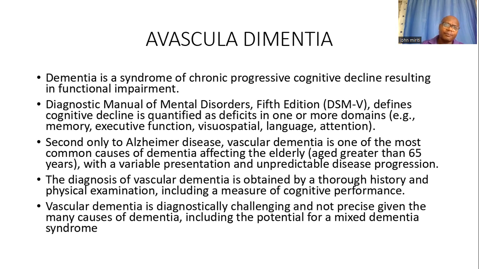The experience and knowledge of the clinician who is seeing this patient is what is going to determine whether this person has a high index of dementia. Vascular dementia is diagnostically challenging, and there is the potential for a mixed dementia syndrome, because dementia can occur because of old age, because of brain atrophy, or because of injuries. All these things can cause dementia. So how are you going to tell that this vascular dementia is associated with diabetes? How is this vascular dementia associated with hypertension?